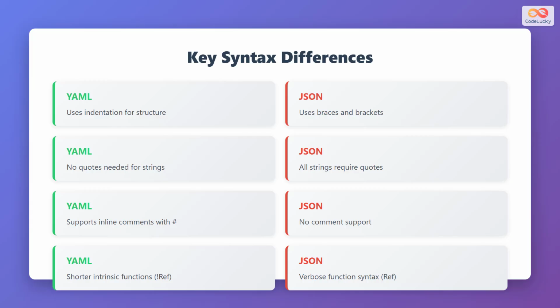Let's highlight the key syntax differences between YAML and JSON. YAML uses indentation to define structure and hierarchy, while JSON relies on braces and brackets. YAML doesn't require quotes for most string values, whereas JSON mandates quotes around all strings. YAML supports inline comments using the hash symbol, but JSON has no comment support whatsoever. Finally, YAML offers shorter intrinsic functions like !Ref, while JSON requires more verbose function syntax. These differences impact readability and maintenance, which is why many developers prefer YAML for CloudFormation work.